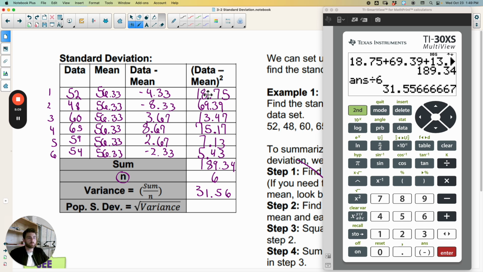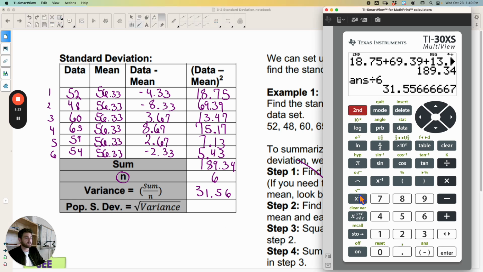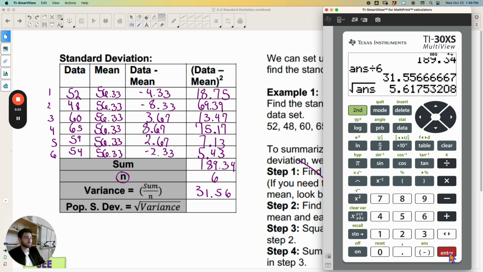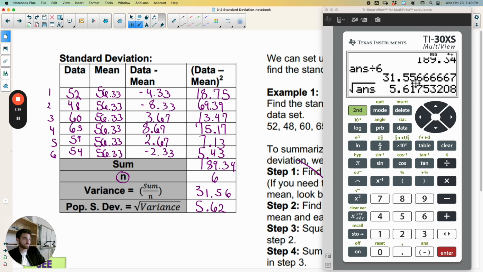Now, at some point, y'all are probably thinking, well, I'm squaring them, but I've got to take care of that later. We actually take care of that right here in the population standard deviation by taking the square root. So we're going to take our answer, and we're going to square root it to get 5.62. Now, the trick that I just used there is I did second root and then second answer. And what that does is that takes whatever my previous answer was and puts it underneath the radical there.